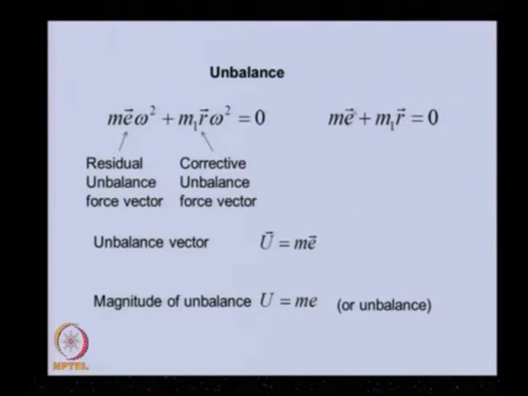So this product is important, mass into eccentricity, or the correction mass into the radial position. This is called the unbalance vector, and the magnitude of this unbalance vector u is me, which sometimes we call unbalance. So the magnitude of this unbalance vector, the product of the mass of the rotor into eccentricity, we call unbalance. Just unbalance, if we are saying, is nothing but the mass into the eccentricity of the rotor.